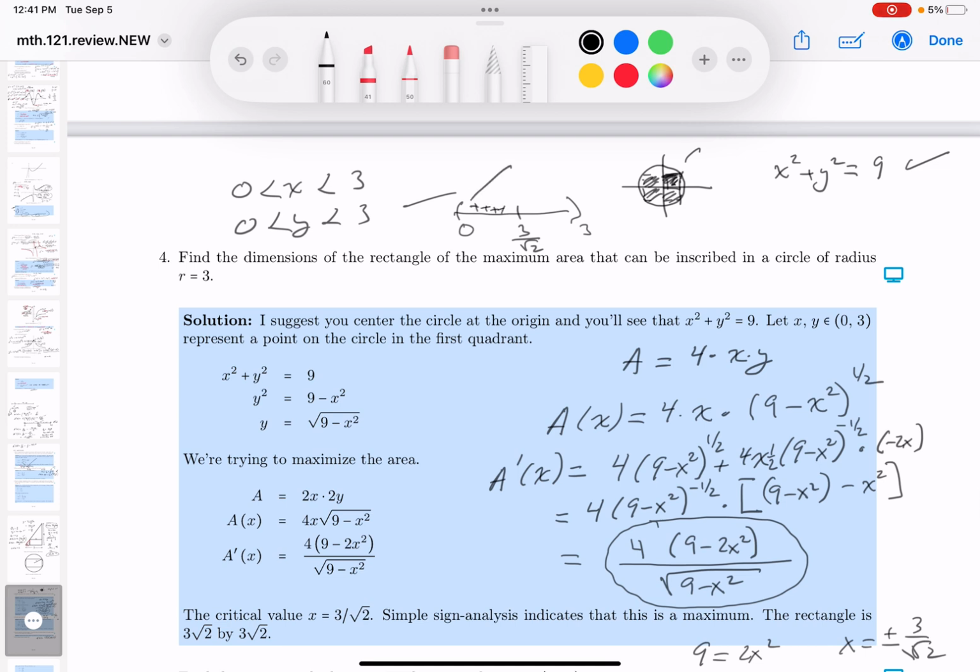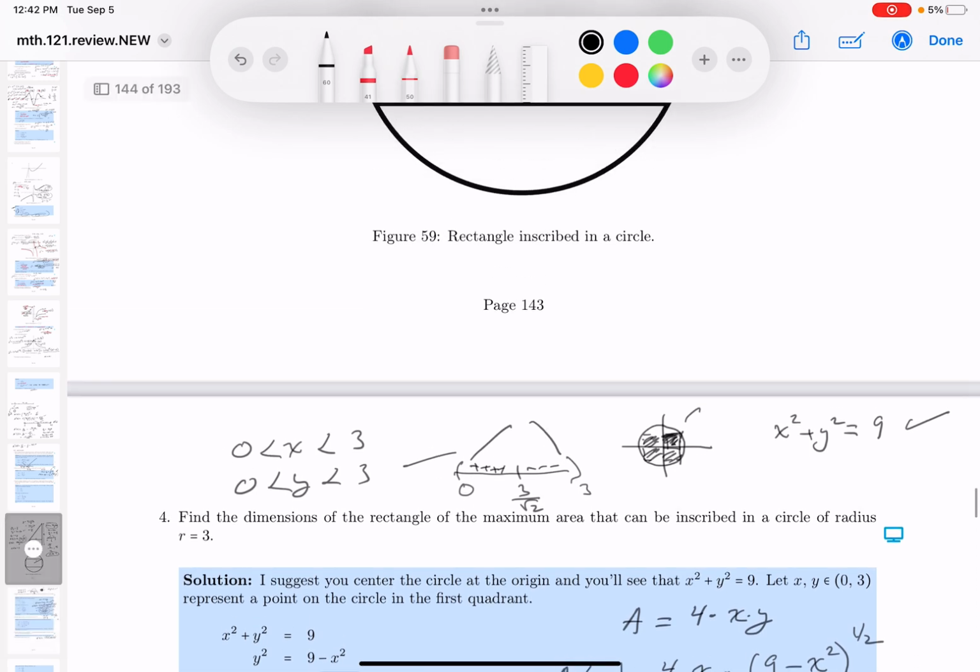And then someone says, what would you pick after 3 over root 2, going up to 3? And I would say pick a safe number like 2.999999999. You get the idea, all right? What do you get on the bottom? A positive number. And on top, well, let's take a look at that. You get a negative number, so it's decreasing. What do I know? I got maximal area.